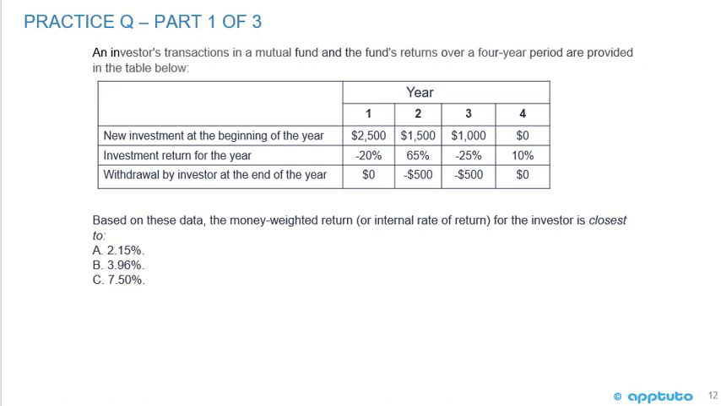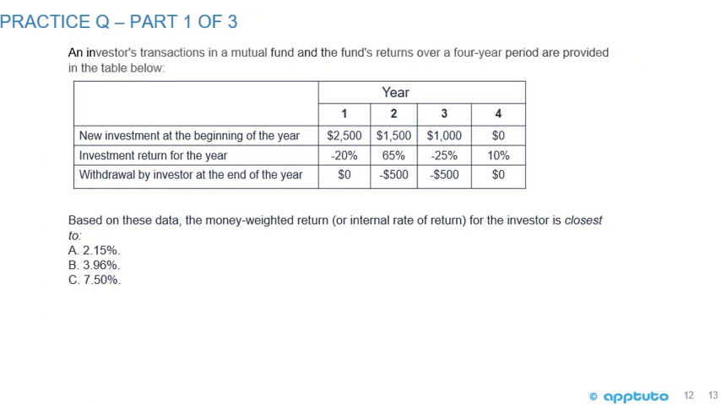So an investor's transactions in a mutual fund and the fund's returns over a 4-year period are provided in the table below. So that's a lot like we saw in the previous slide, the data that's given to us. The new investment at the beginning of the year, the investment return for the year, the withdrawal at the end of the year, okay? So you've got year 1, year 2, year 3, and year 4. And based on these data, the money-weighted rate of return, or internal rate of return, for the investor is closest to A, 2.15%, B, 3.96%, or C, 7.5%.